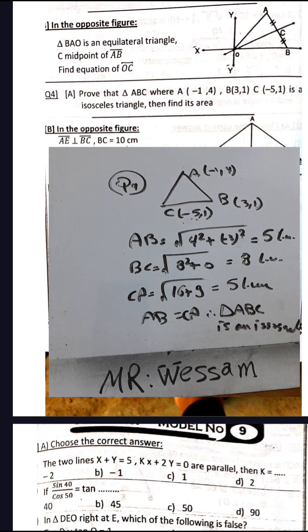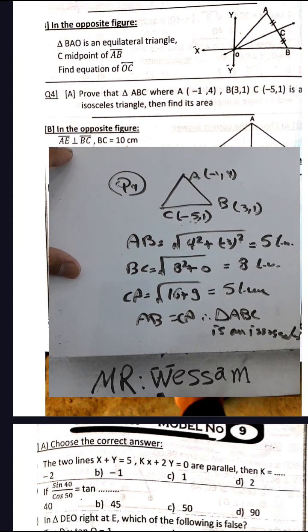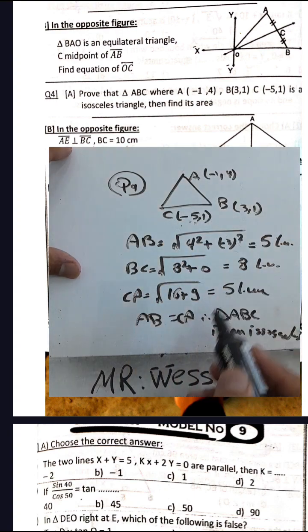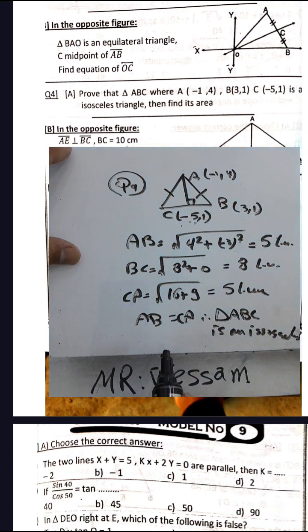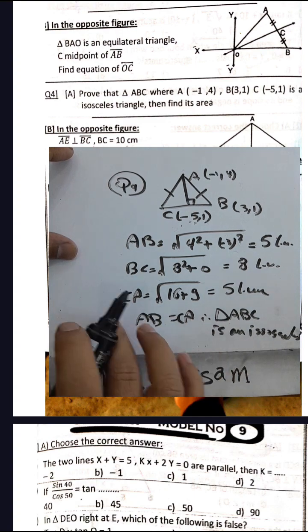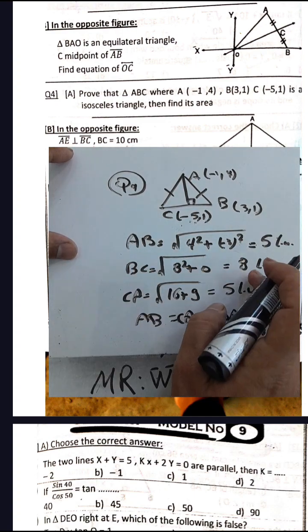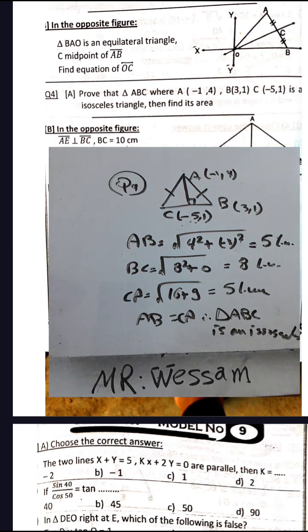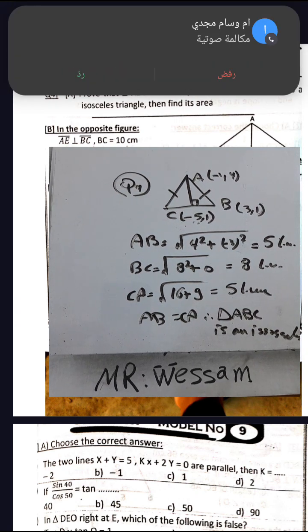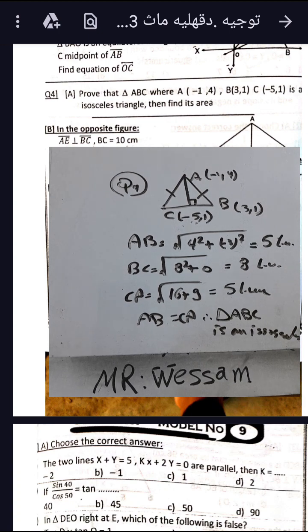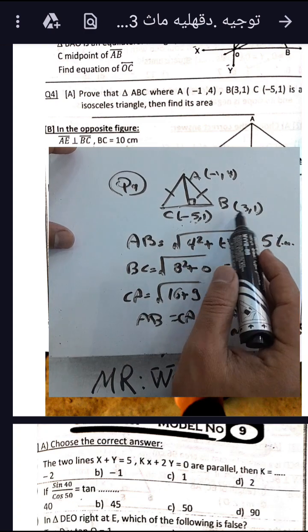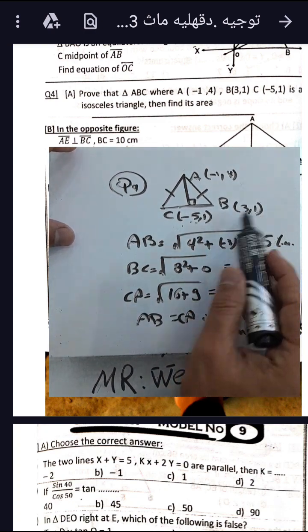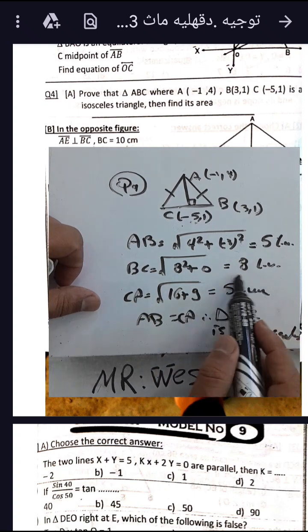Okay, and then he wants to find the area of this triangle, and we know the area equals half times the base times the height. AP equals EC, then you can draw a line perpendicular to the base. This side we get CP here equal 8 units. We have the base here equal 8, CB, C and B, square root of negative 5 minus 3 it will be negative 8 power 2, and 1 minus 1 power 2 is 0, and the result will be 8 units.